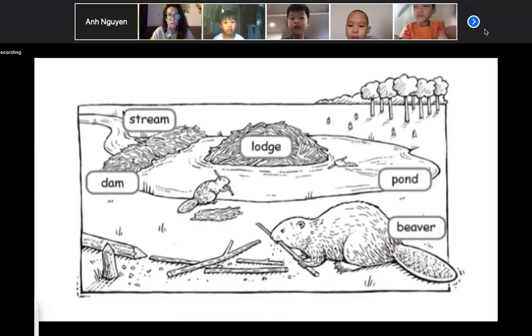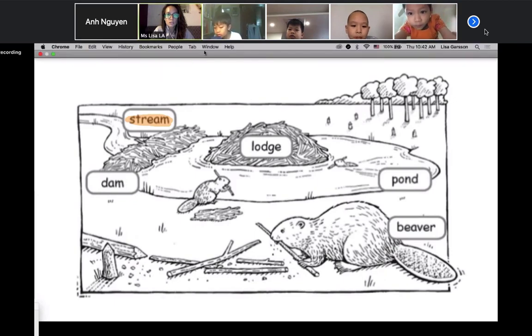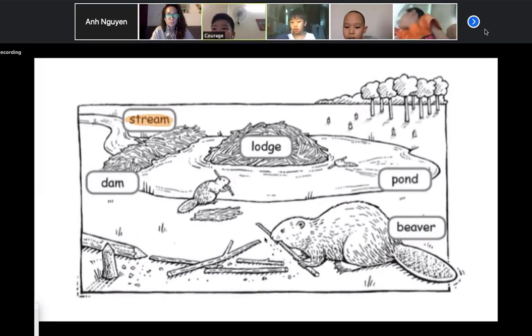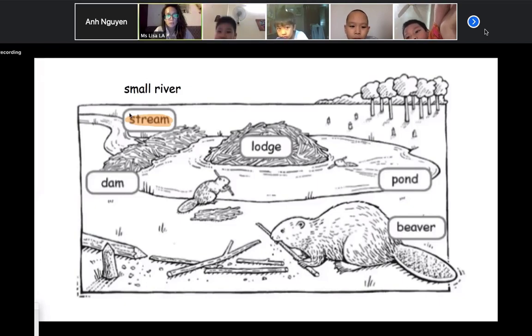So let's look at the word stream. What do we think the word stream means, Courage? What do you think the word stream means? Like the river is small. A small river. Excellent. A stream is a small river. Good job. Okay, does everyone see the stream? Here, I'll color it in so we can all see it more clearly. So we have a little stream here. Small river.